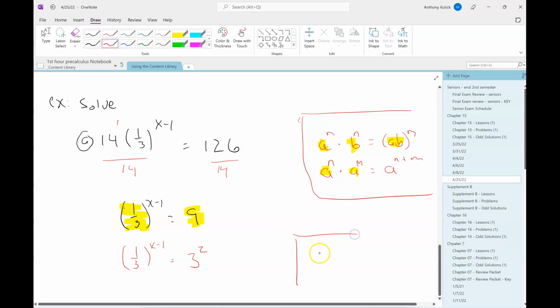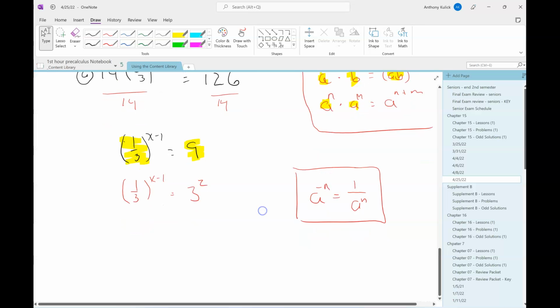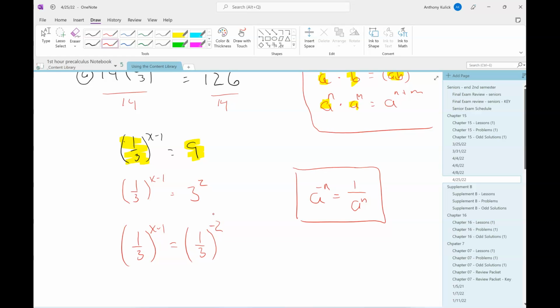And who remembers this property of exponents? You guys remember that a negative exponent makes a reciprocal? So I'm going to do that here. I know 1/3, the reciprocal of that is 3, right? So because I made the reciprocal and then made the exponent negative, it's like I did nothing at all. Everybody's cool with that notion?